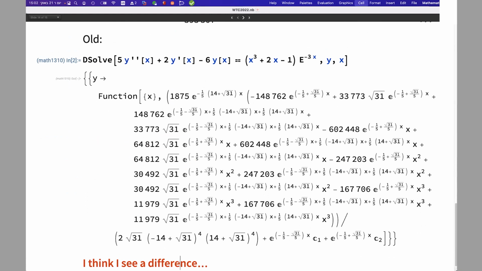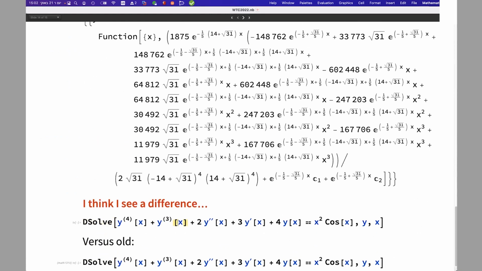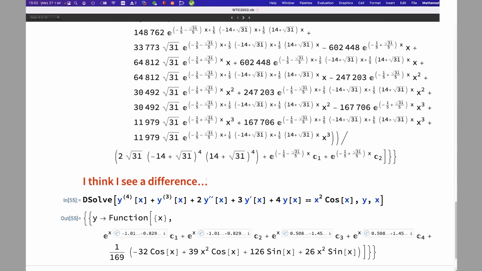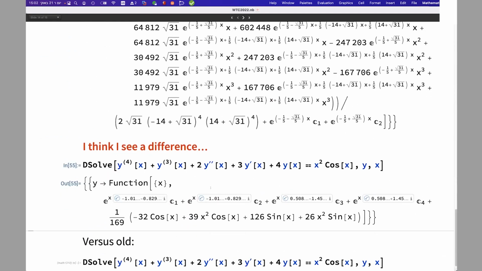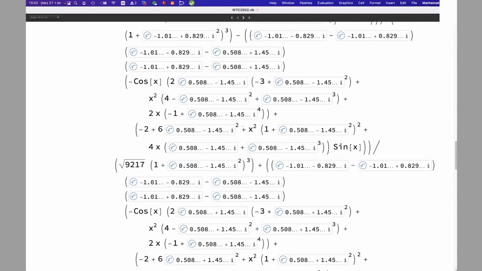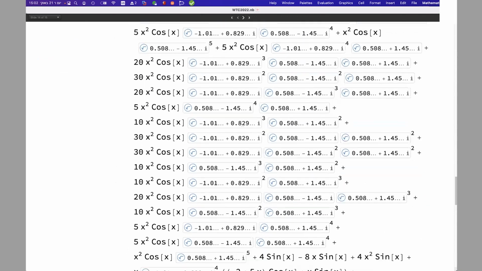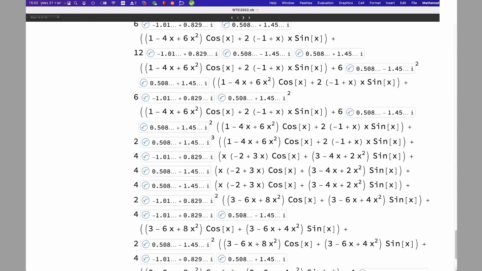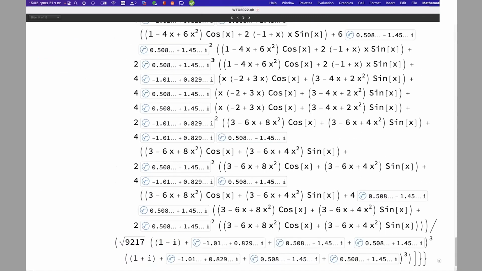And finally, we do a 4th order equation with a trigonometric driving term. We have really not too bad of an answer. We have some exponentials times an algebraic number plus some cosines and sines. And then we compare that with the old answer, which will take a couple of seconds to pop up. And it goes like that and like that. And so I think there's a bit of a difference between the old answer and the new answer.